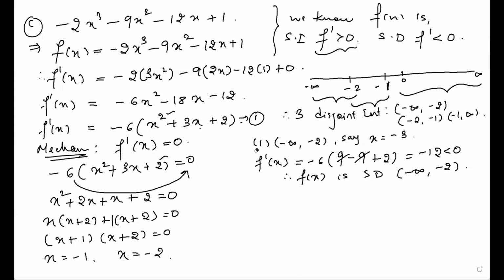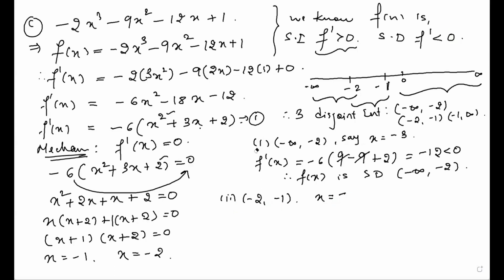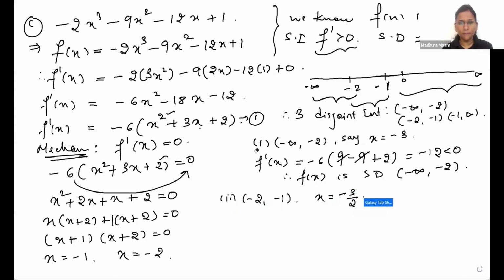Yes, ma'am. Second interval. The second interval? Minus 2 to minus 1. Okay. What can we take here? Can we take minus 1.5? Yes, ma'am. Between 1 and 2 we can take 1.5. So minus 1.5 is nothing but minus 3 by 2. Correct? So now again you substitute in f dash.